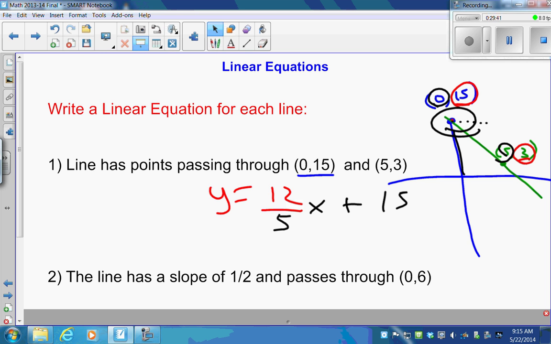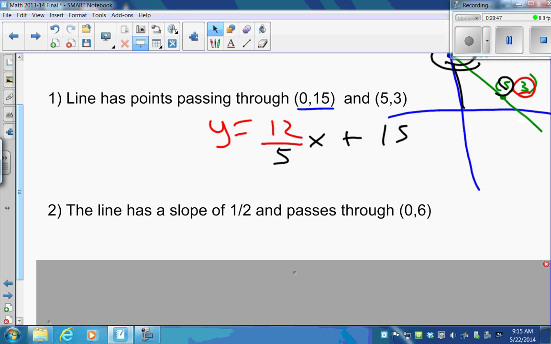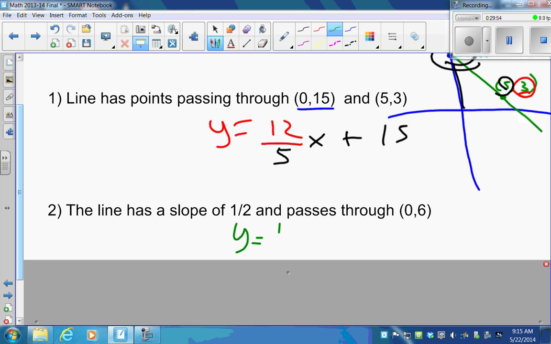All right, so they already give me my slope for my equation. Don't overthink it. If you already have the slope, just use the slope. So my slope is 1/2, so y equals 1 over 2 x. X always goes next to slope. And my y-intercept, I have a point at over 0, up 6, right there. So that actually is my y-intercept.